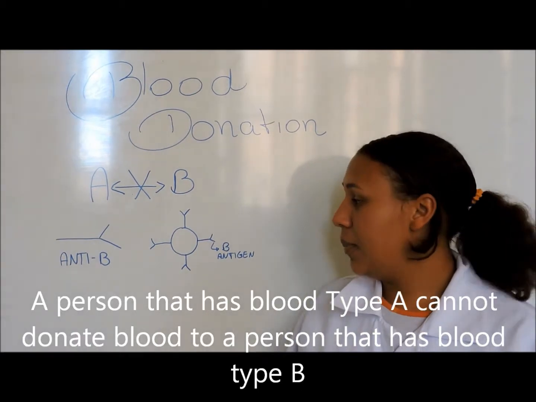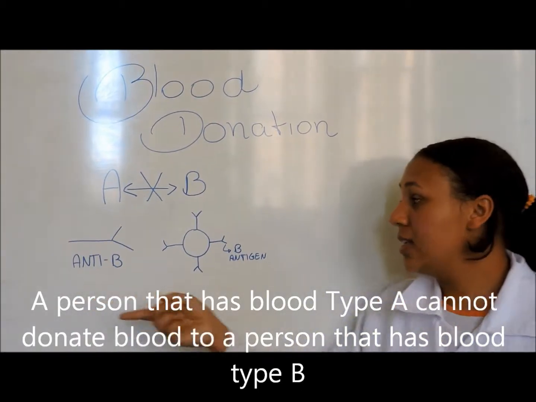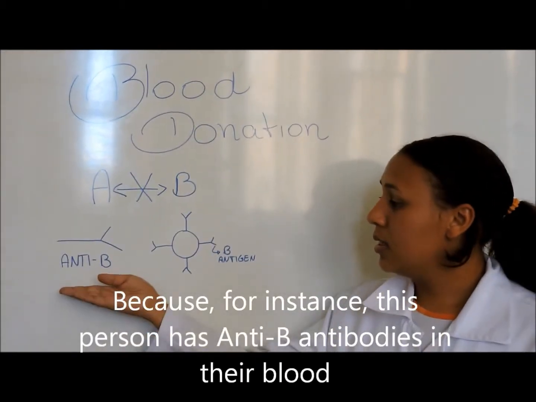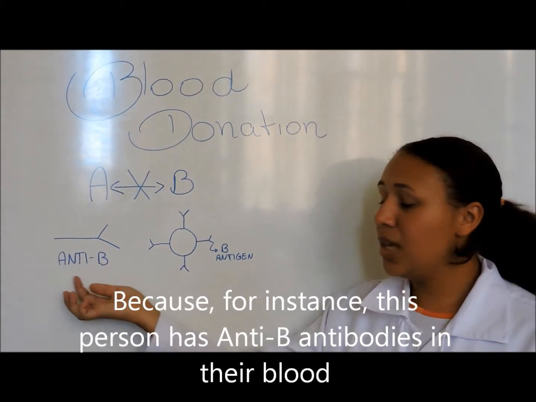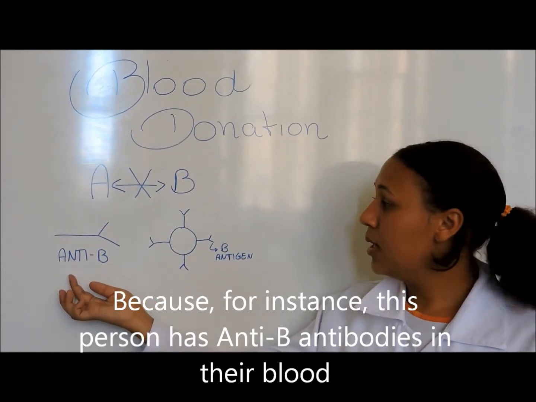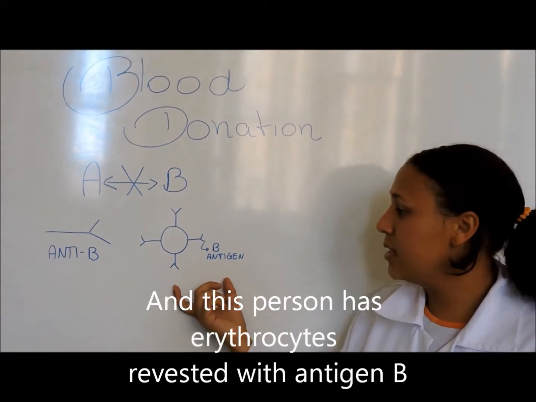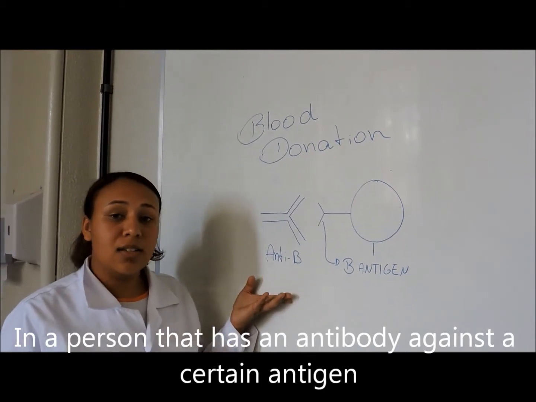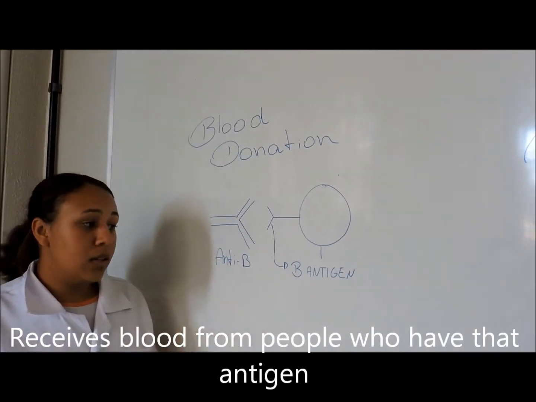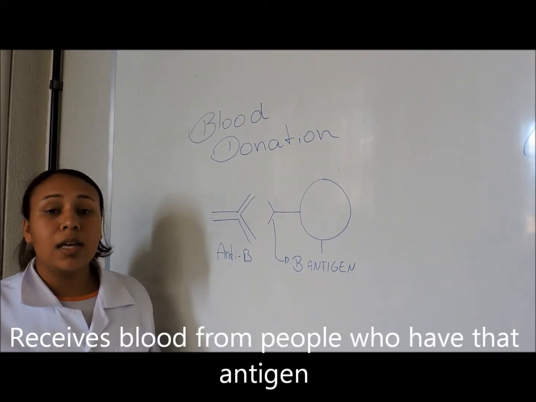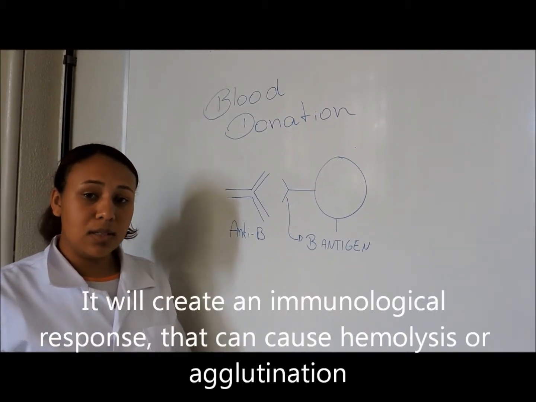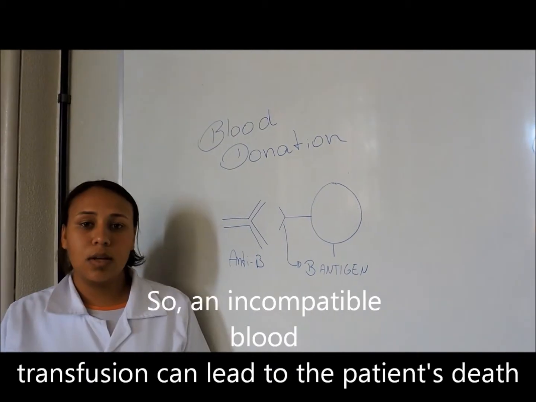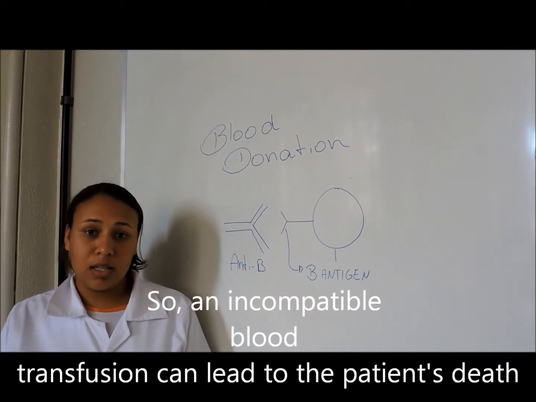A person that has blood type A cannot donate blood to a person that has blood type B, and vice versa, because, for instance, this person has anti-B antibodies in their blood, and this person has erythrocytes covered with antigen B. If a person that has an antibody against a certain antigen receives blood from people who have that antigen, it will create an immunologic response that can cause hemolysis or agglutination. So, an incompatible blood transfusion can lead to the patient's death.